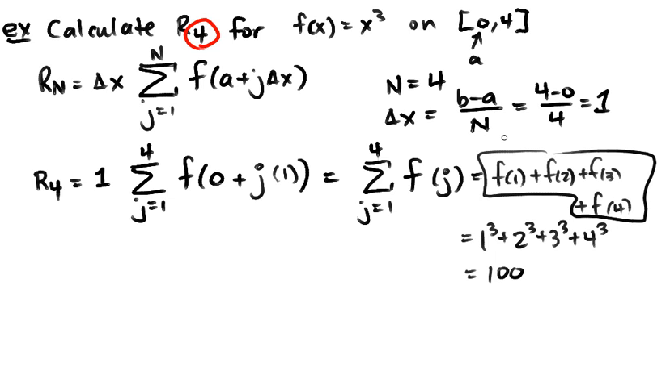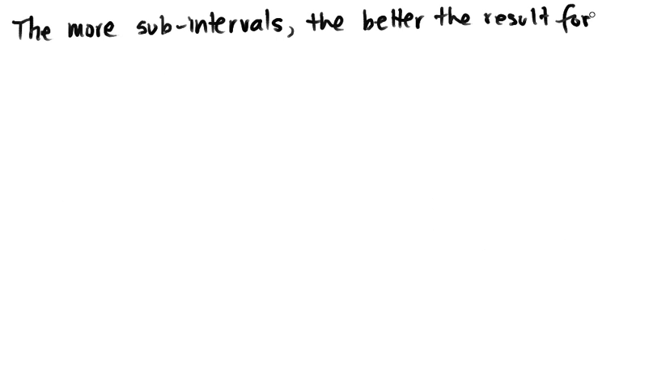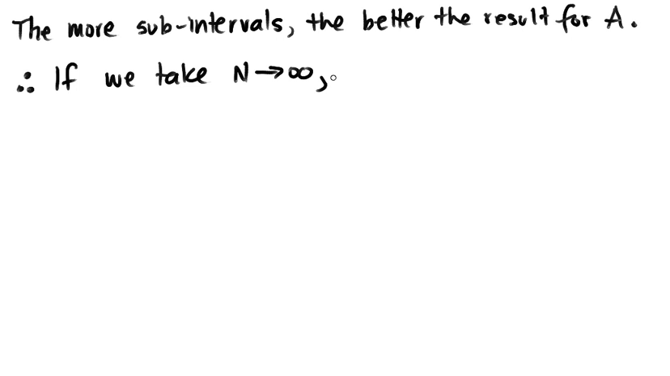Notice that sigma notation is just a fast way of adding up a bunch of numbers. Also notice that the more subintervals we have, the better the result is for our area A. We saw that with technology: as we increased n, we got better and better results for A. And if we can take n to infinity, we would have A exactly. We can take n to infinity, we just have to use limits.